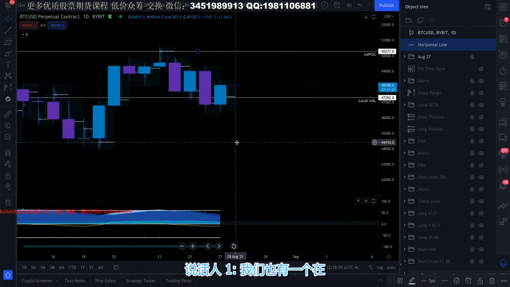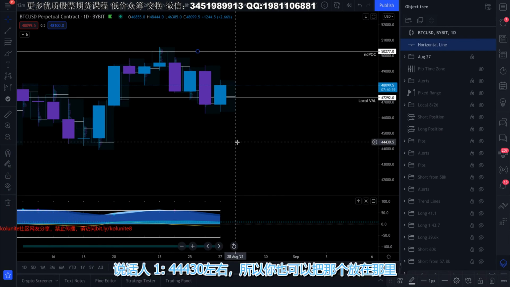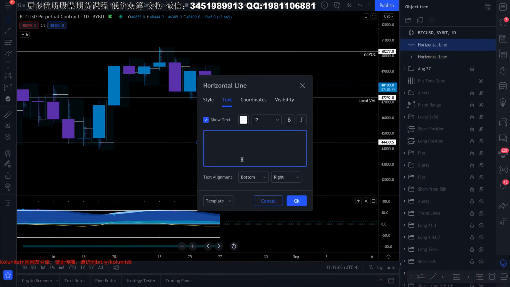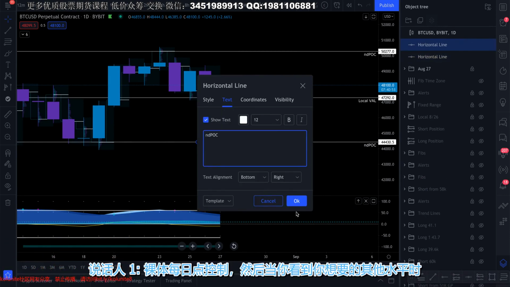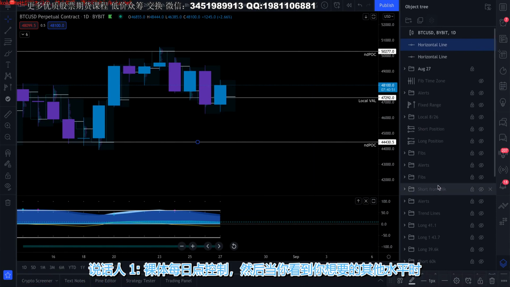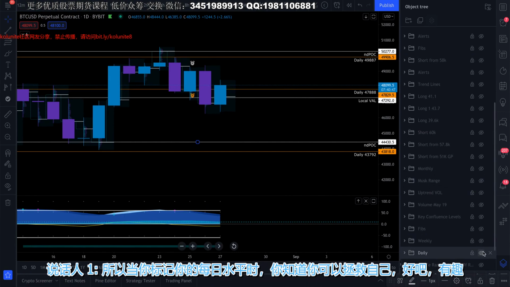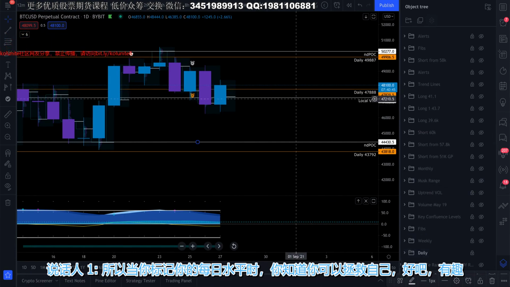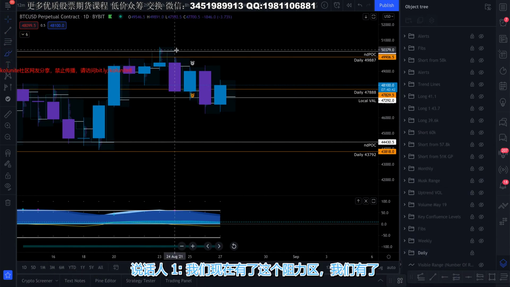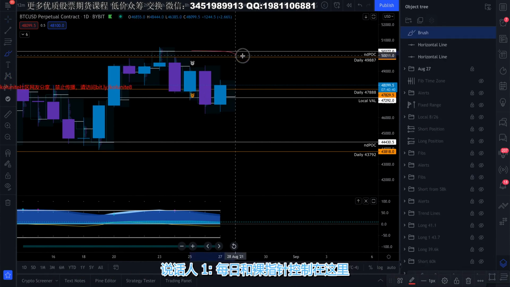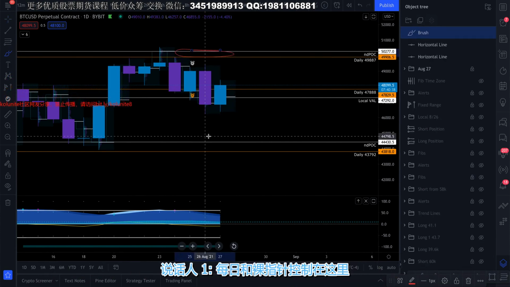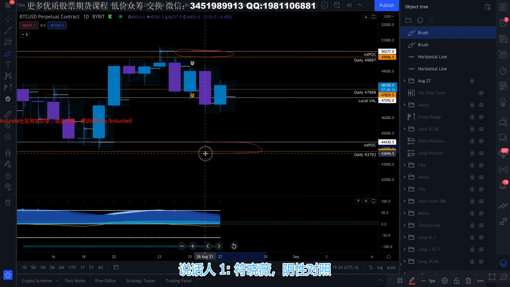Down here we've also got one at 44.30, give or take. So you could put that one there too. Naked daily point of control. And then as you're looking at other levels, you want to find, is there confluence here? So when you're marking your daily levels, you can say to yourself, okay, interesting. We have now this zone of resistance right here. We have the daily and the naked point of control. Down here, same deal. We have the daily and the naked point of control.